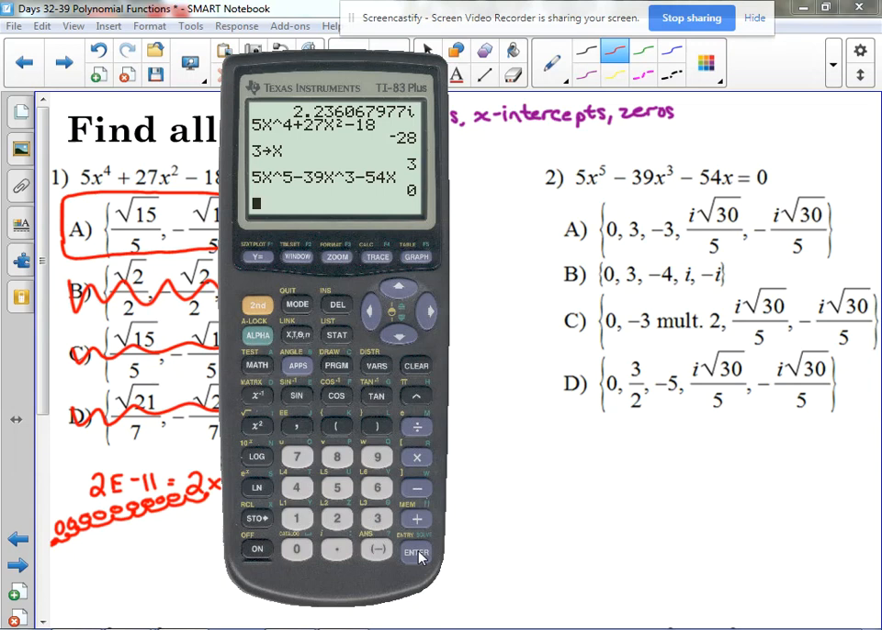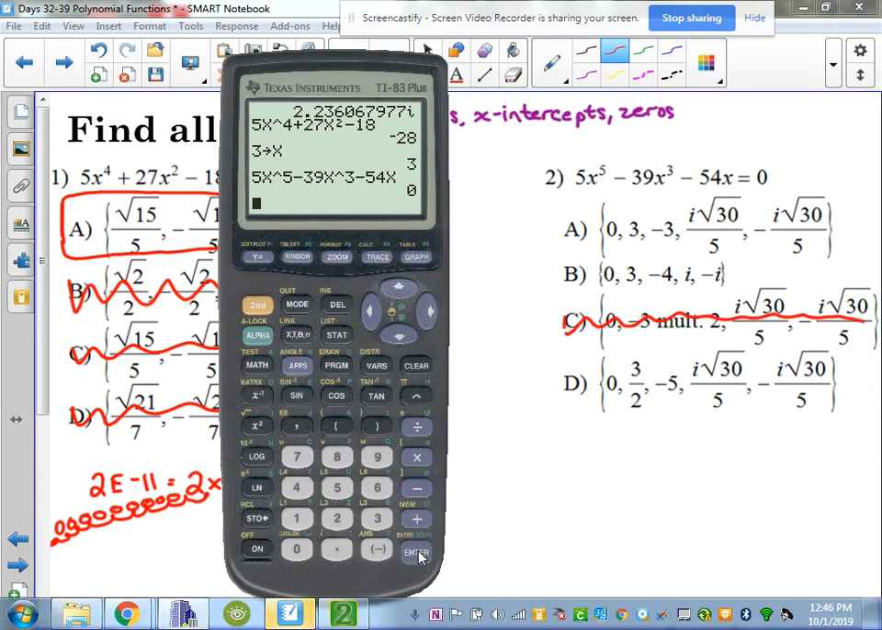Okay? When we plug in 3, we get 0. So 3 has to be one of our solutions. Answer choice C does not have positive 3 as a solution. Answer choice D does not have positive 3 as a solution. So it's either got to be A or B. So either it's negative 3 or it's negative 4. I don't know. Let's check negative 4.